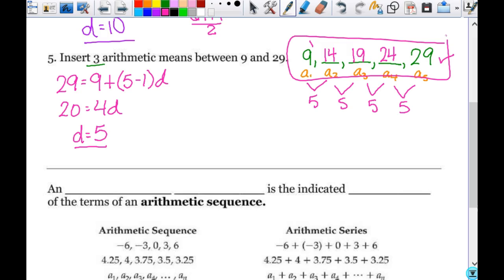There's my answer. Okay? So because I couldn't just take 29 and 9 and add them together and divide by 2. That's not going to give me those 3 answers. Okay? Everybody okay with all that? We good? All right.